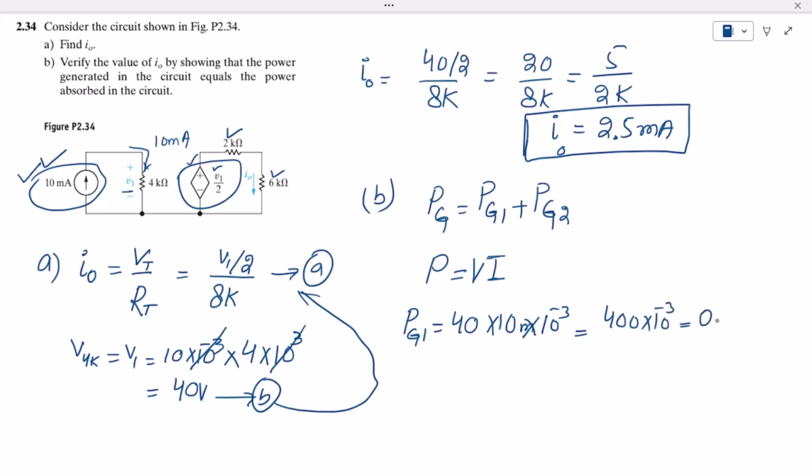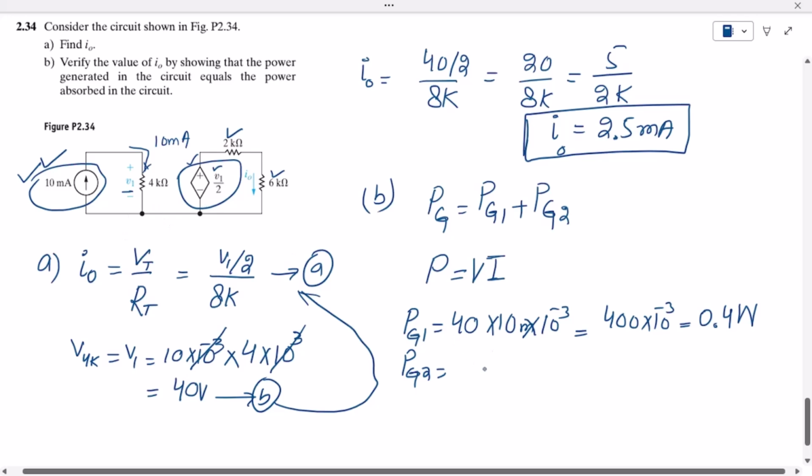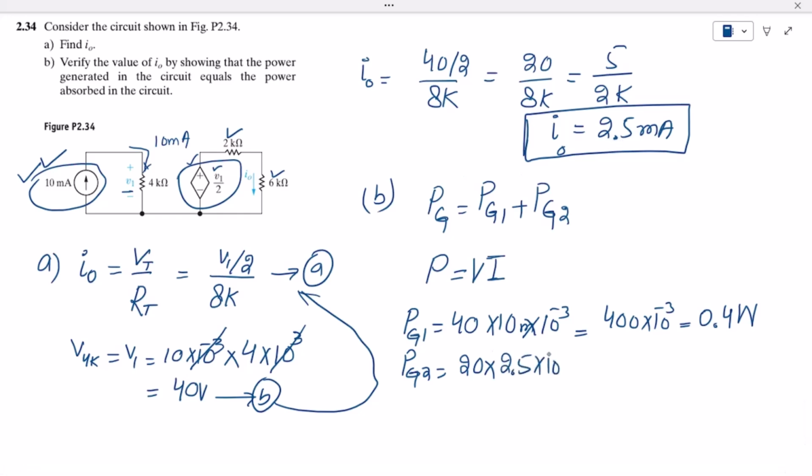So it will be 0.4 watts. And also PG2, which is this one, it is the voltage which is V1 by 2. So V1 by 2 is 20 multiplied by the current which is I naught. So I naught is 2.5 into 10 to the power minus 3.